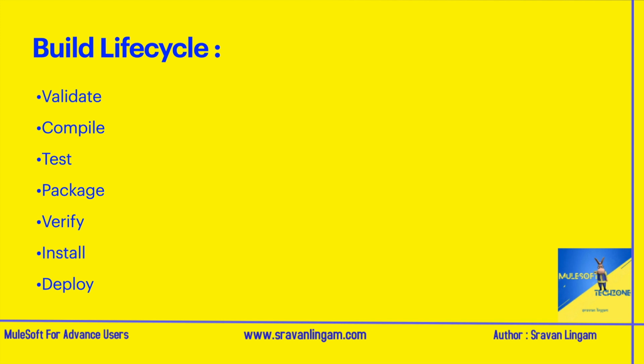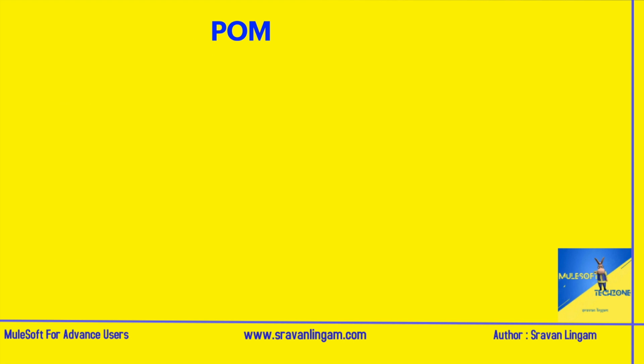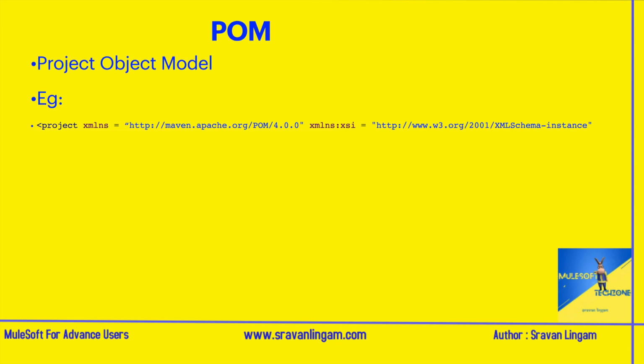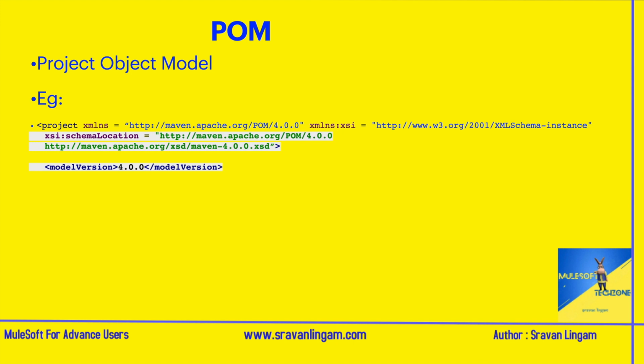It starts with validate, then compile, then test, package, verify, install, and deploy. So what's next? Pom.xml, right? Let's discuss pom.xml. It stands for Project Object Model. It is an XML file that resides in the base directory of the project as pom.xml. You can see a pom.xml is generated when you are creating a project.